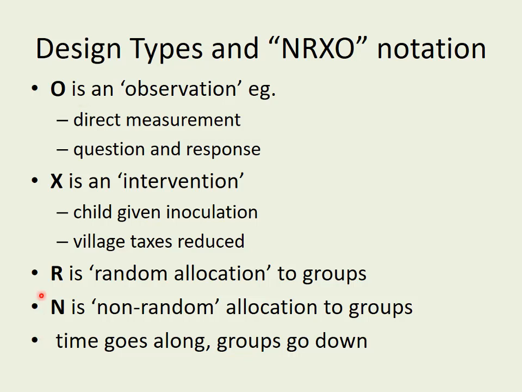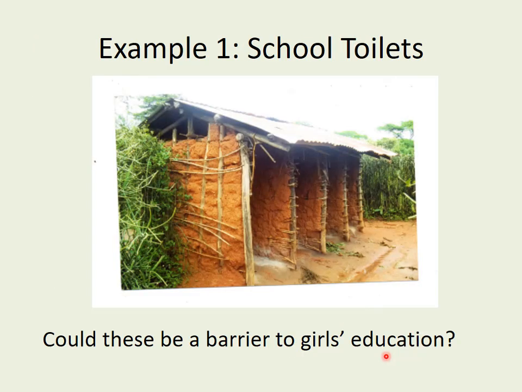And then there's allocation, R and N. This means when you're putting the objects of study into different groups. R is when it's random allocation, and N is when it's non-random allocation, usually because someone or some institution is choosing, or the people themselves are choosing which groups to go into. And when you lay out these NRXO diagrams, going along is time and going up and down is different groups. But I'll show you what I mean in a few slides' time.